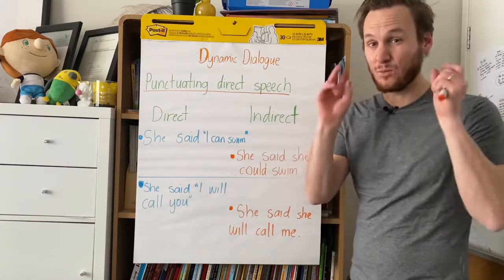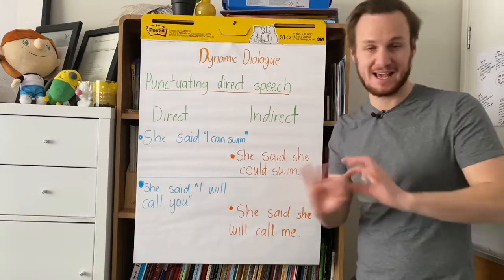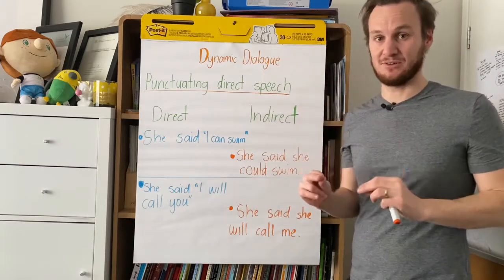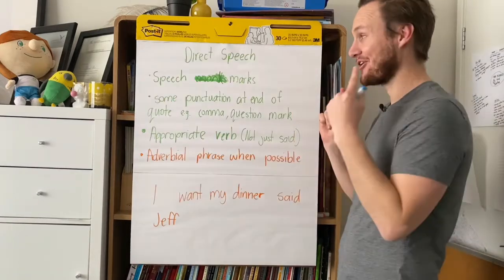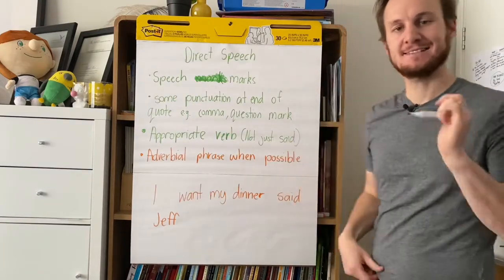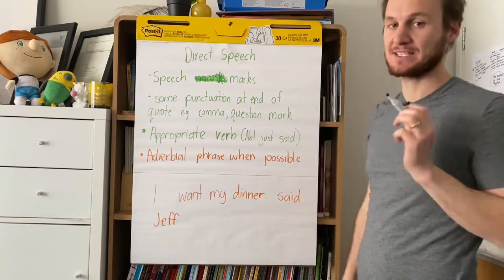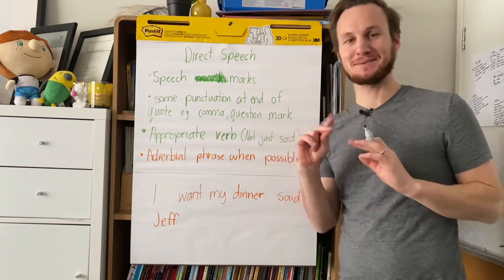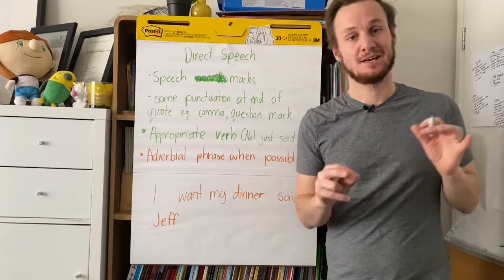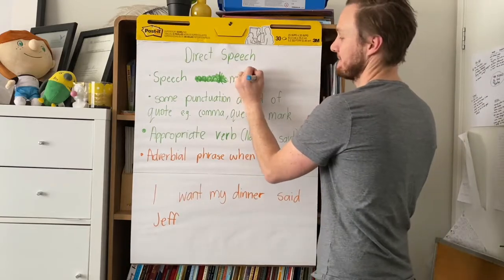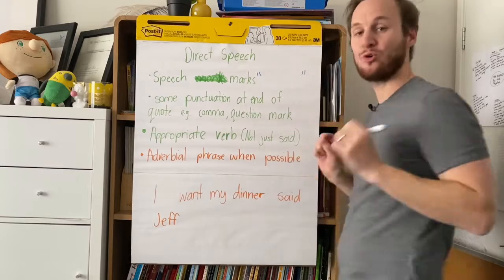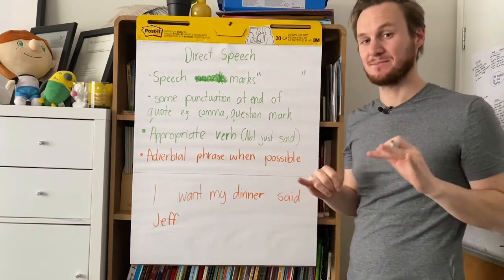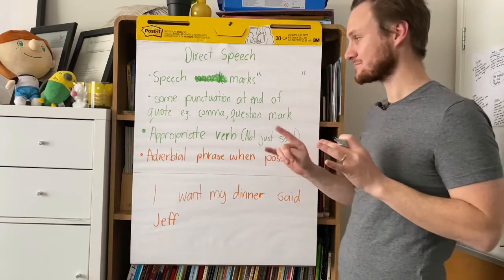And now we're going to look at what you actually need with any sort of dialogue, what punctuation you need every single time you do it. Okay, so these are the things that you need when you're using direct speech, when you're quoting someone. The first thing you need is speech marks. You need speech marks in all of your dialogue. We're going to show you where to use them. It's really important to use them in the right spot.